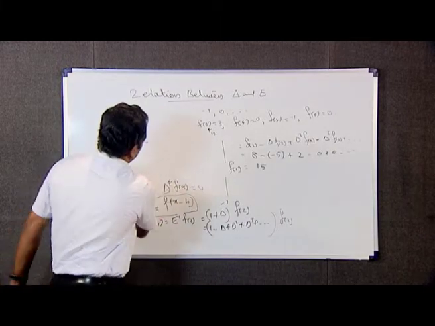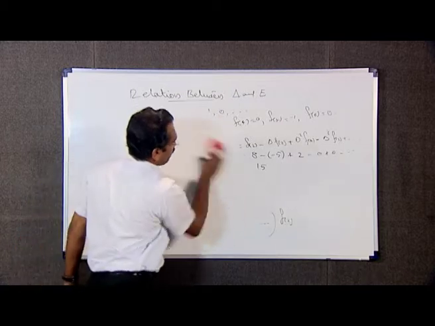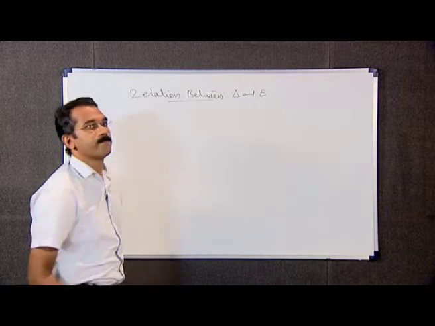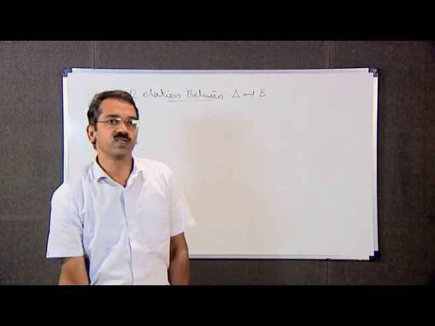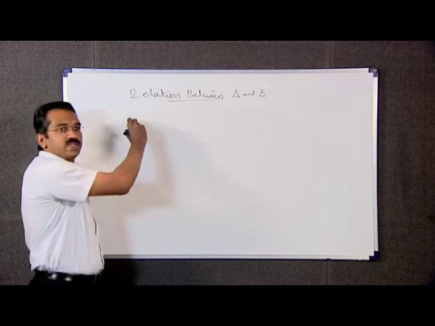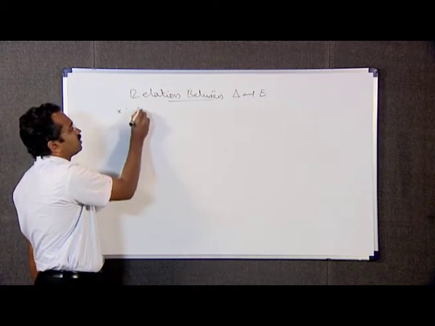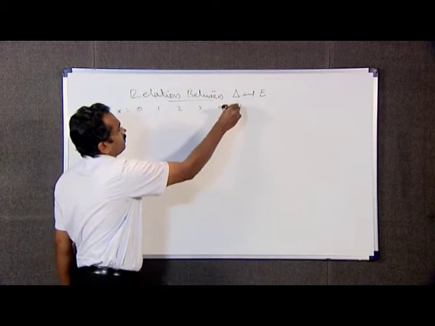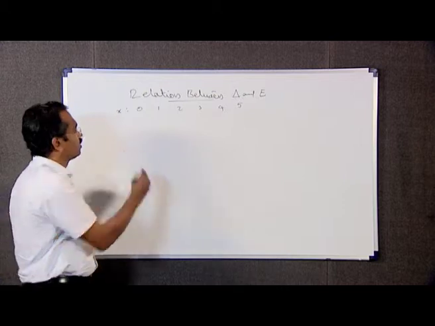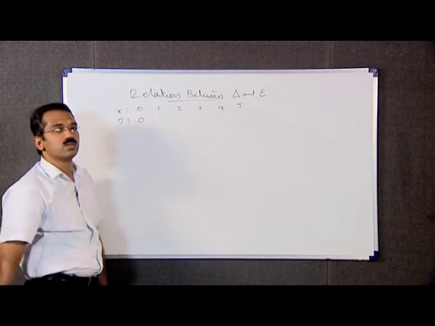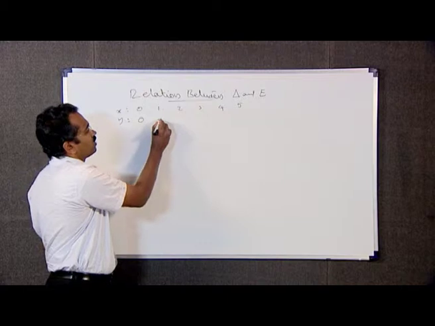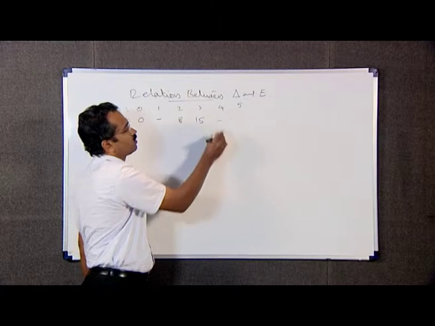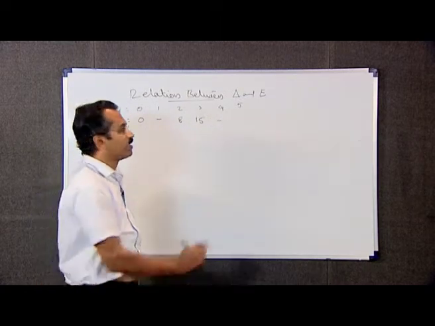The problem is: interpolate the missing entries of the given data. The values of x are 0, 1, 2, 3, 4 and 5. And the corresponding y values are 0, this entry is missing, 8, 15, this also missing, and 35.